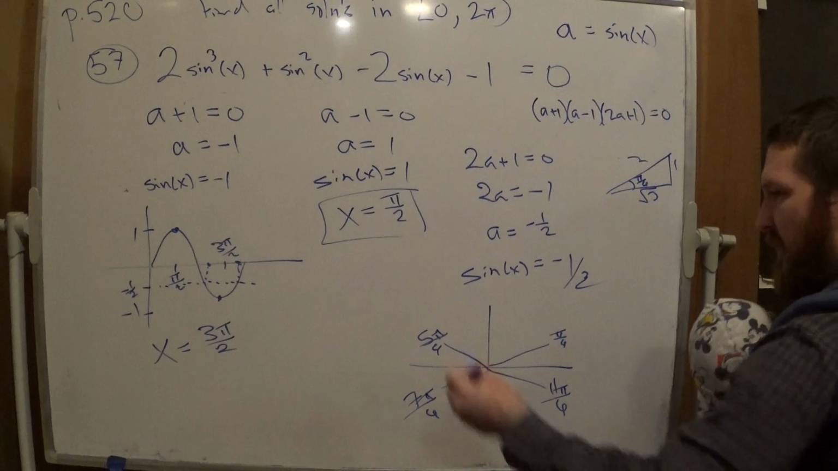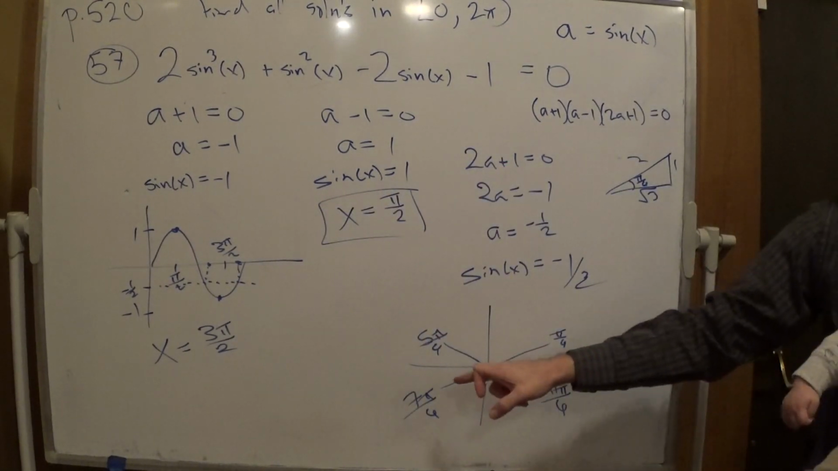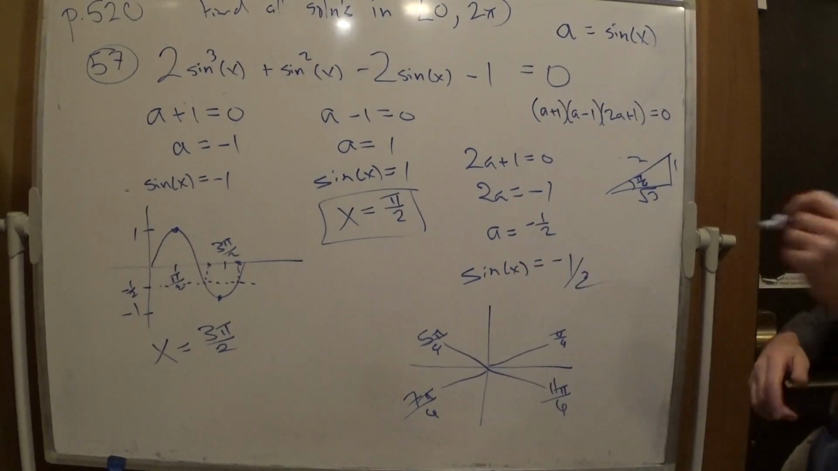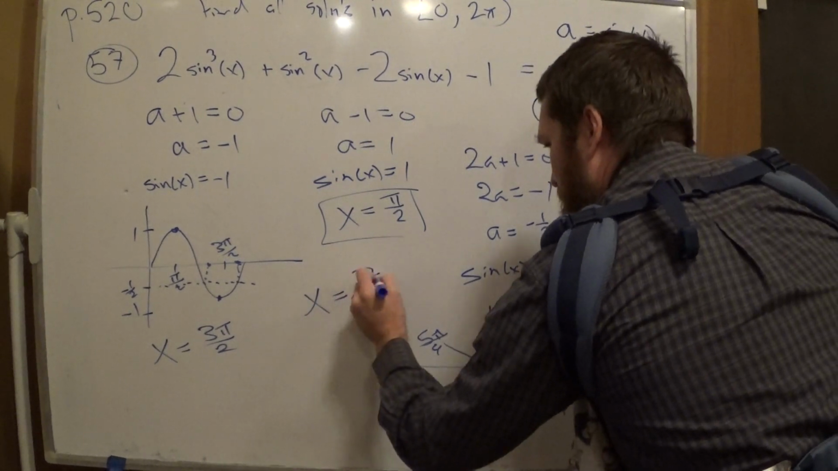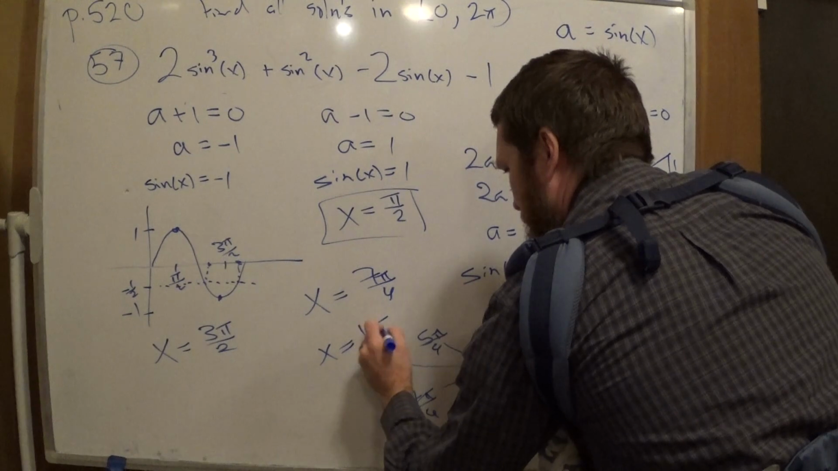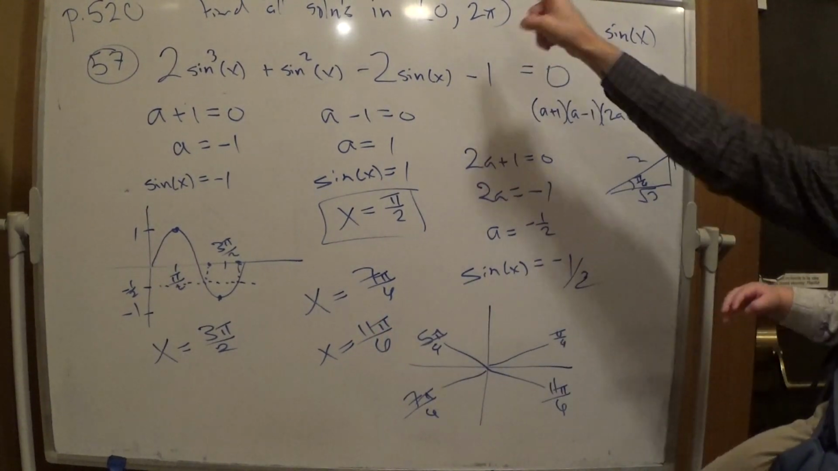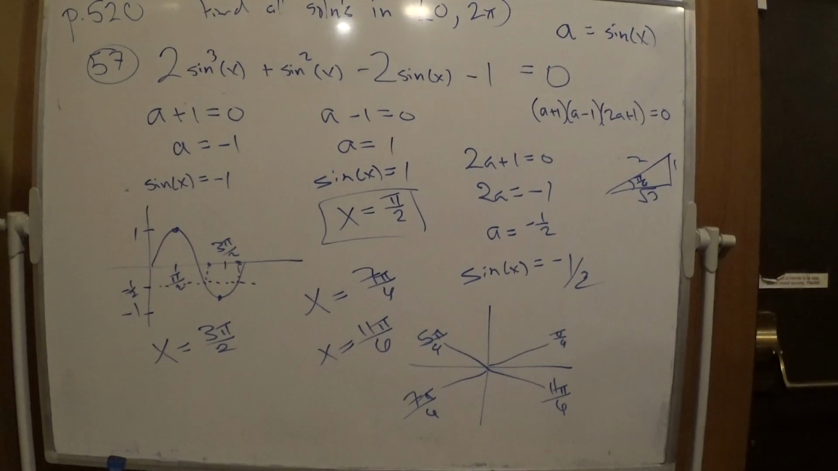And so we know that this is occurring in the 3rd and 4th quadrants, and so it must be this one and this one. And so this little nifty equation gives us that x is equal to 7 pi over 6, or x is equal to 11 pi over 6. And so that should be all the solutions in 0 to 2 pi.